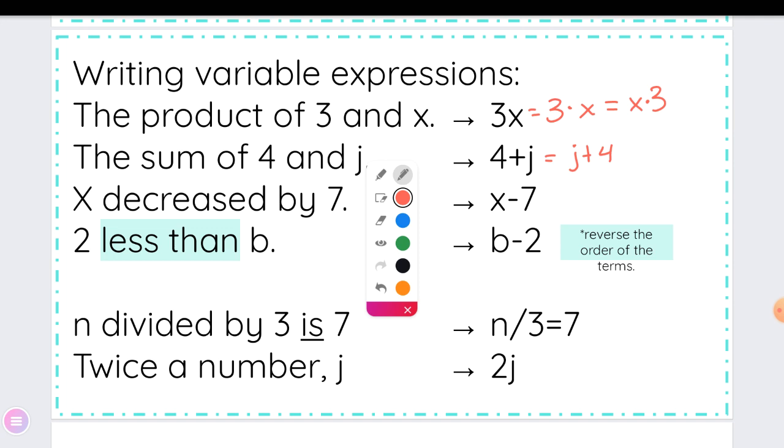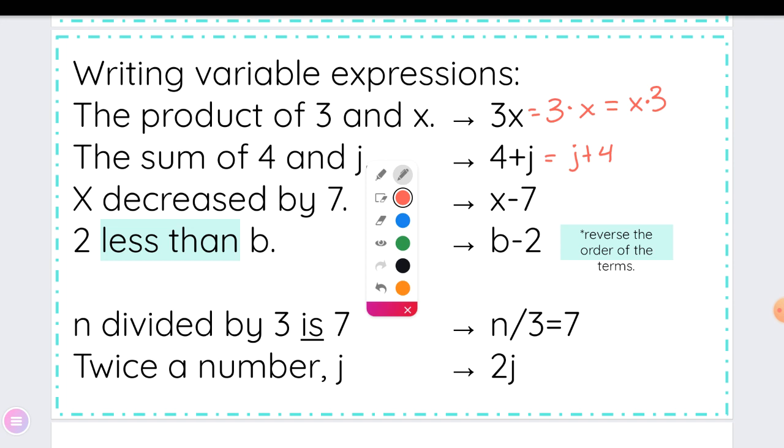Why? You're not just flipping it, you have to know why. Because it's saying 2 less than b. So it's whatever b is minus 2. You're taking 2 away from whatever b happens to be.